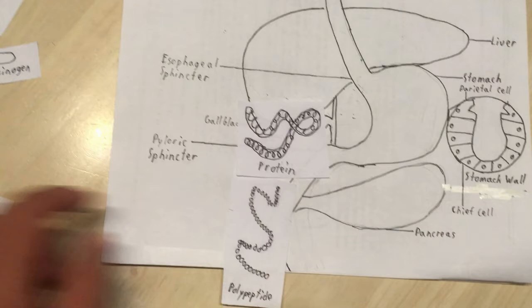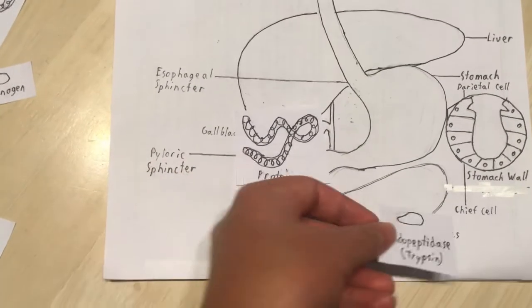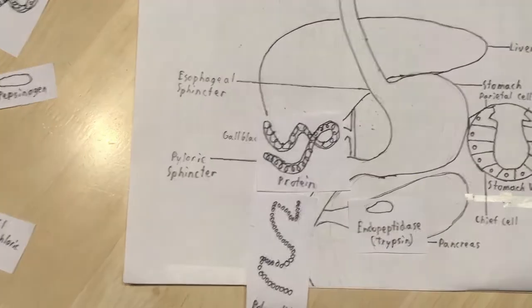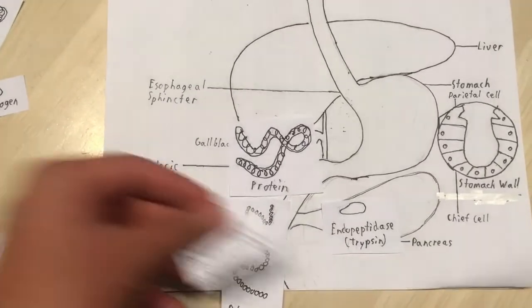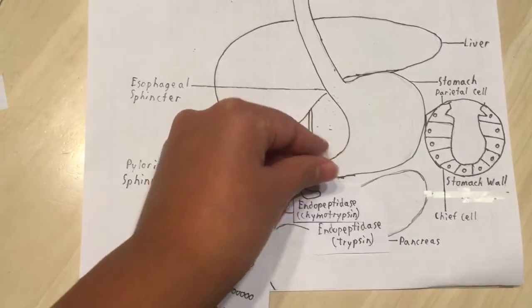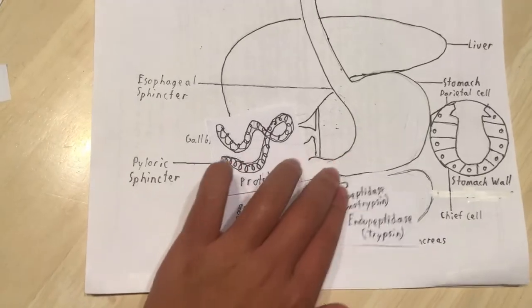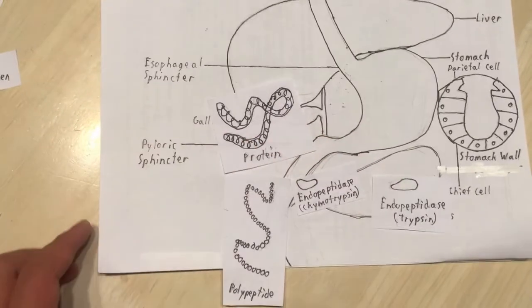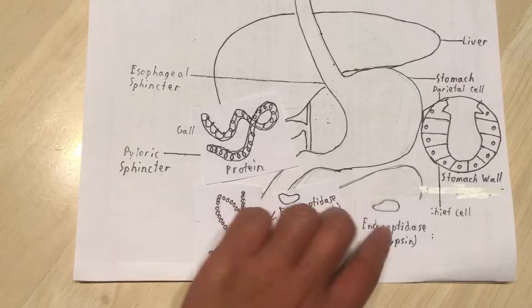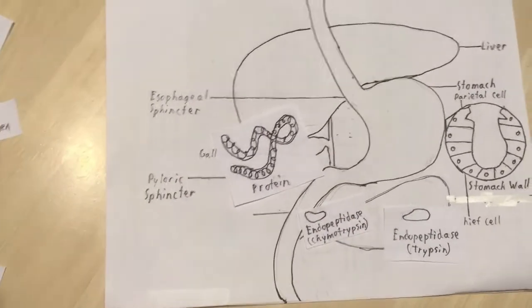While the proteins are in the stomach, the pancreas also helps with the digestion by secreting an enzyme called endopeptidase. Endopeptidase breaks down the short polypeptide chains further into very short polypeptide chains made up of only a few amino acids. Endopeptidase is a type of protease and consists mainly of trypsin and chymotrypsin.